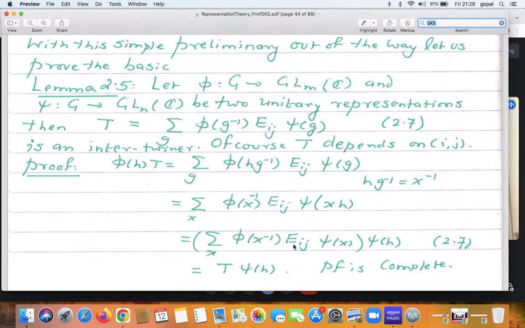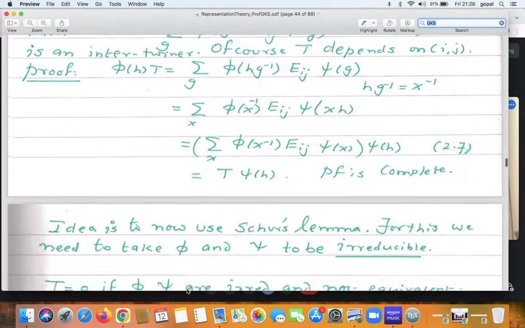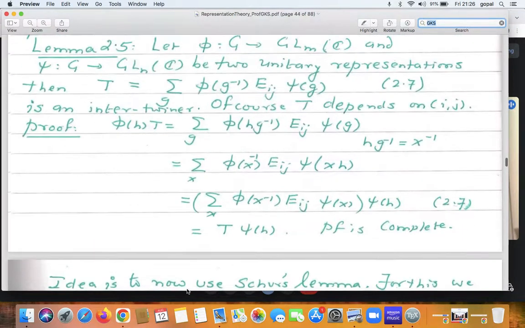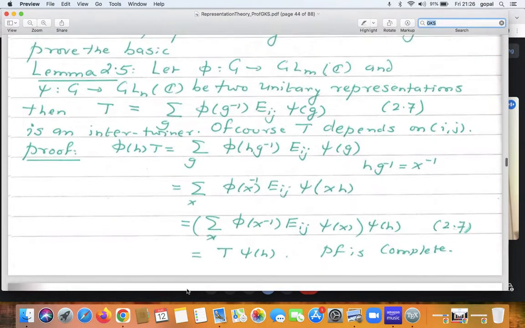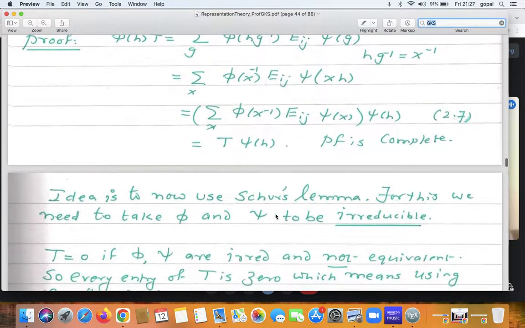Yeah. So that proves that T is an intertwiner because the left hand side factor is again T. Proof is complete. Now we have an intertwining operator, and we have two group representations, phi and psi. Now we are going to bring in irreducibility, and we are going to think of Schur's lemma. The idea is to now use Schur's lemma.